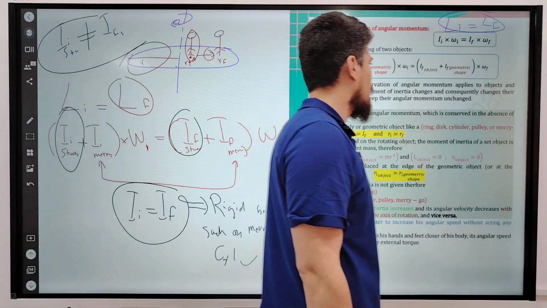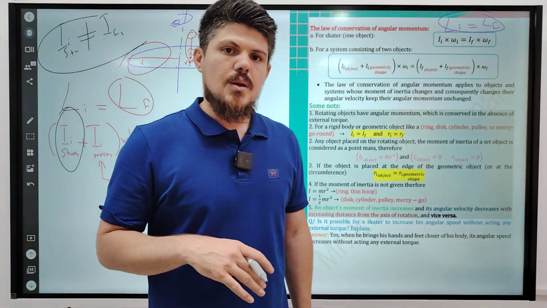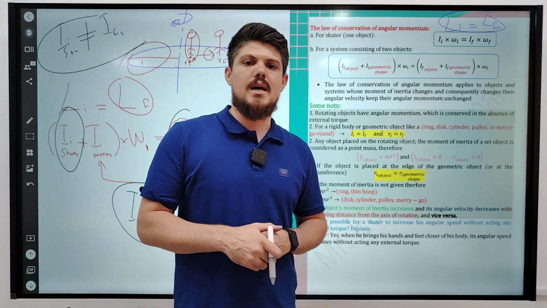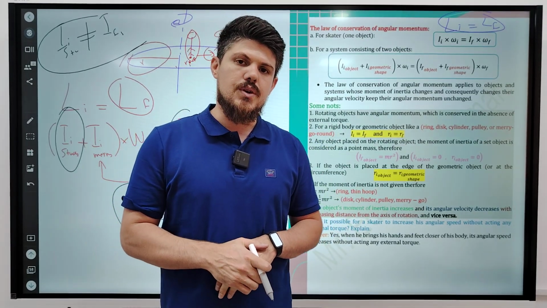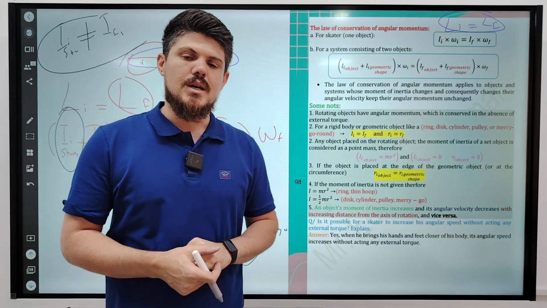Inshallah, in the next lesson, we are going to solve all questions related to the law of conservation of angular momentum. After that, we will study the rotational kinetic energy.